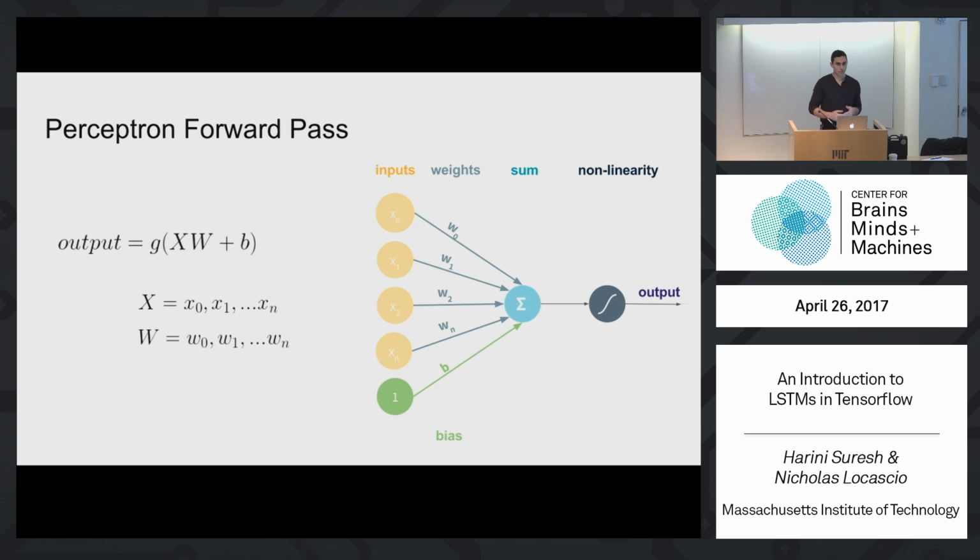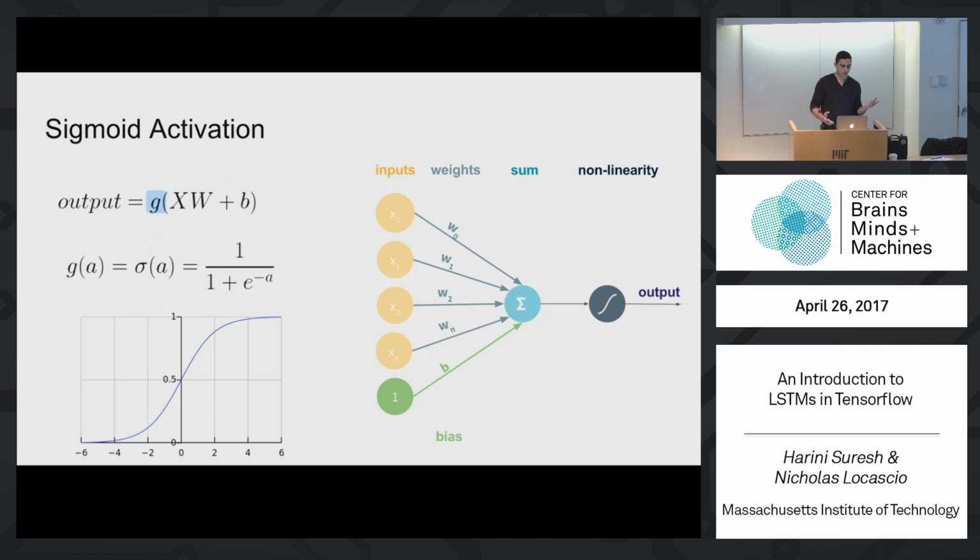We can rewrite this as a matrix multiplication. And let's dive a little into this activation function, g of whatever our input is. There are a lot of different activation functions. One that you might have seen before is called a sigmoid activation. What this does is apply a nonlinear transformation to the data. There's a graph of it on the bottom left.